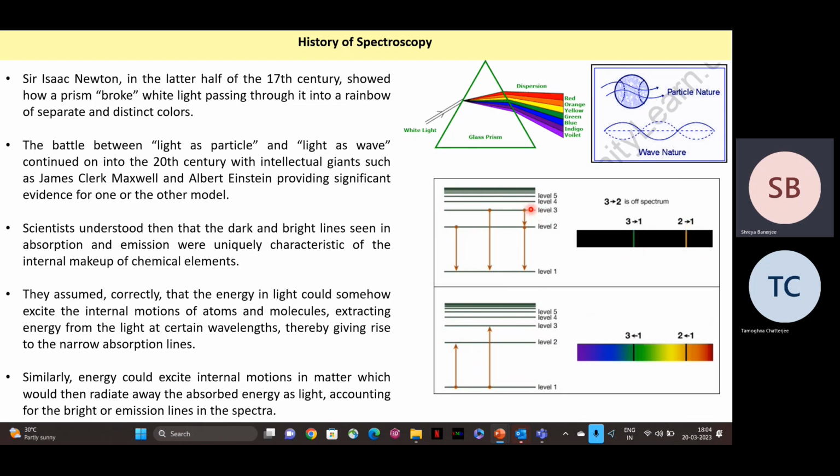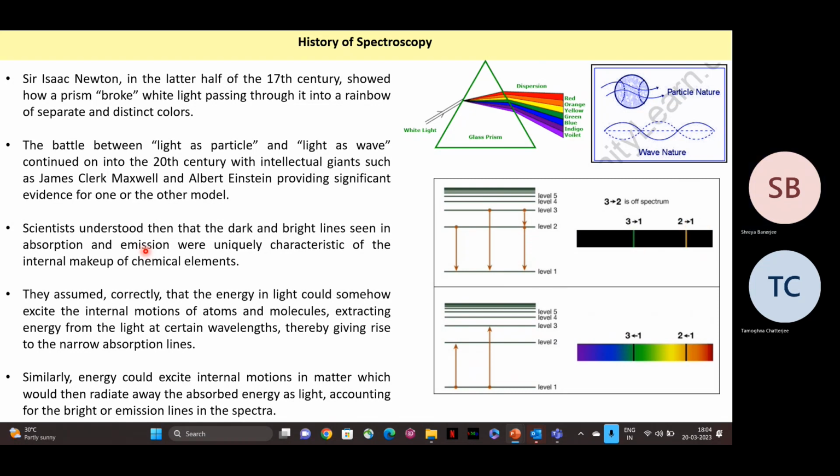When the molecule comes down from 3 to 1, it can come down in one step, in which case you will get a 3 to 1 line, or it can come down in two steps, 3 to 2 and then 2 to 1, in which case you would get two lines. So from the absorption and emission spectra, it was proposed that only light of certain wavelengths will be absorbed, which correspond to the energy difference between two energy levels.